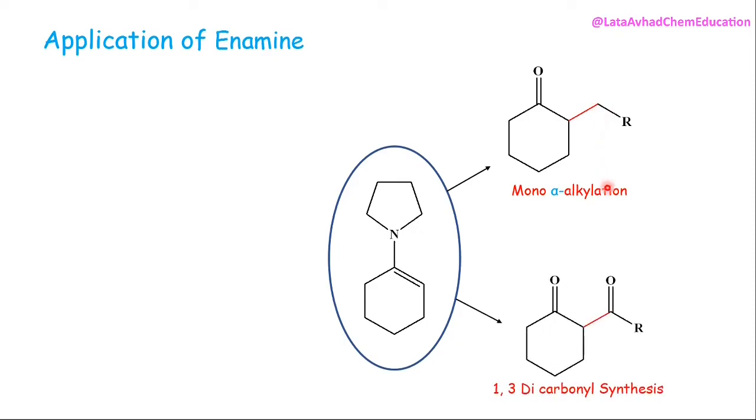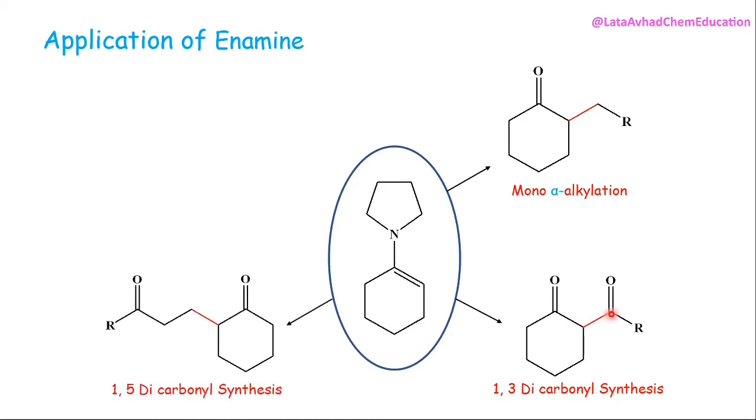Next is for synthesis of 1,3-dicarbonyl compounds. Next, for the synthesis of 1,5-dicarbonyl compounds. Next, for the synthesis of delta gamma unsaturated ketones. So it's all about the enamine concept.